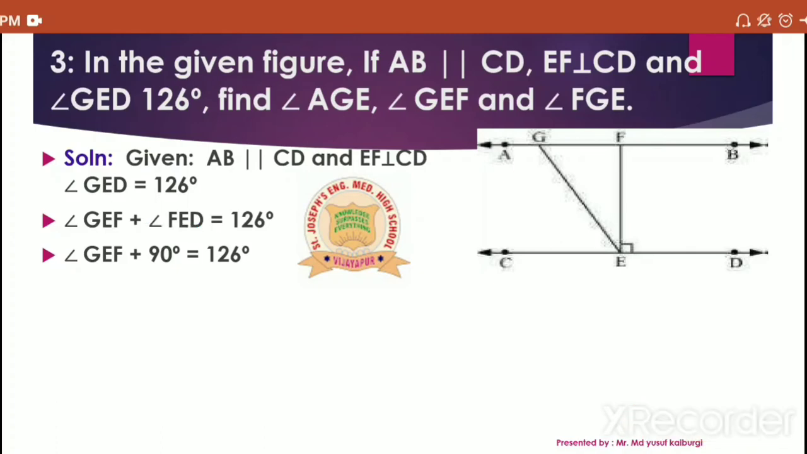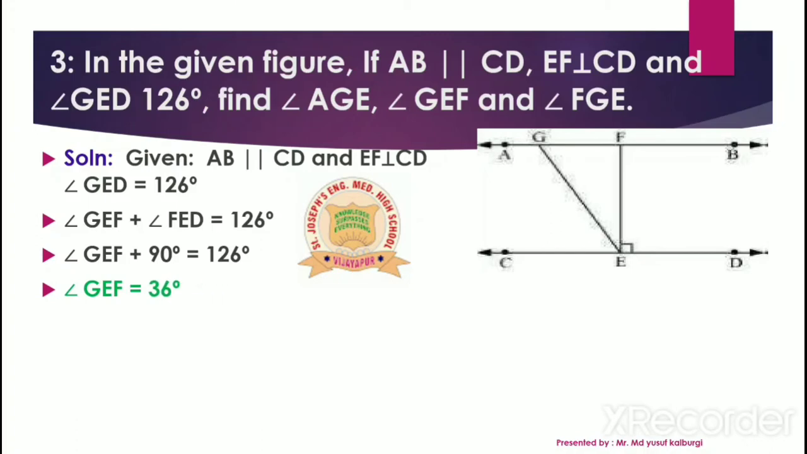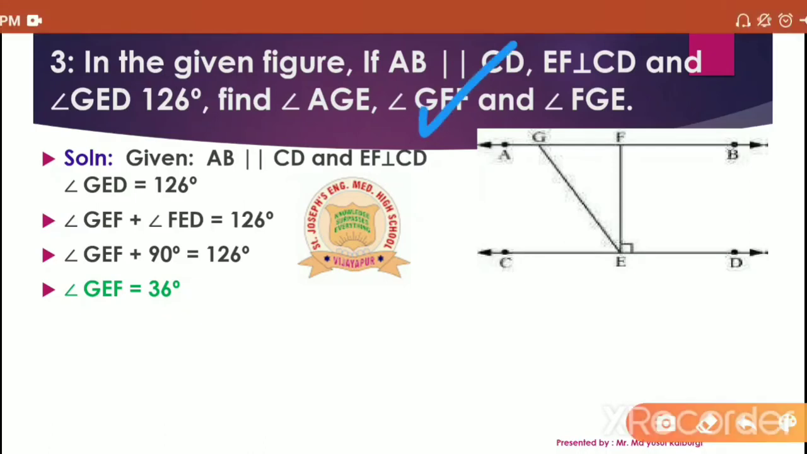Now what if I take this 90 to this side? It will become negative. 126 minus 90 will give you 36 degrees. So let us write that one. What are we going to write? GEF is equal to 36 degrees. So we have got the value of GEF. Now next, we are going to find one more angle. Just observe, we have got this answer, GEF equal to 36 degrees.